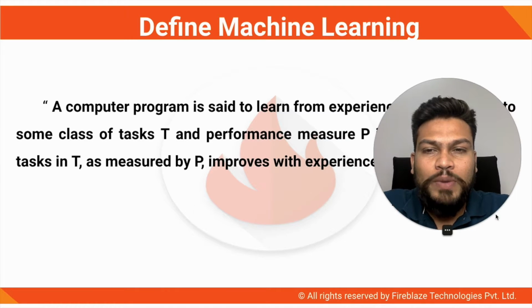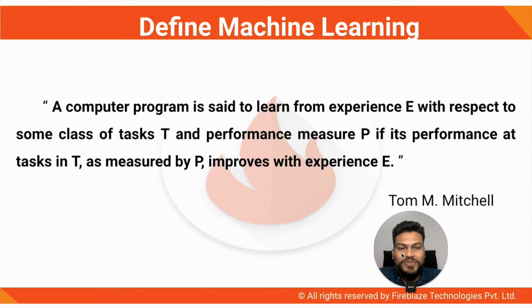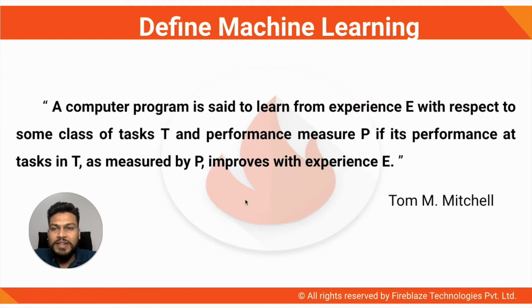So let us discuss the first definition, which was given by Mr. Tom Mitchell: a computer program is said to learn from experience E with respect to some class of task T and performance measure P if its performance at the task T, as measured by P, improves with the experience E. This is a highly complex definition, but if we try to understand it, there are three different things: E, T, and P. That is experience, task, and performance.